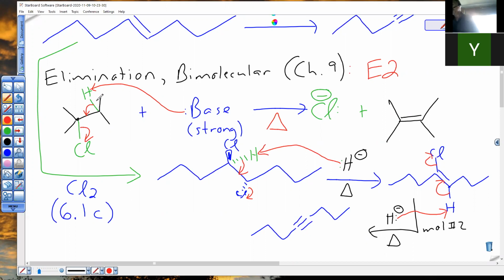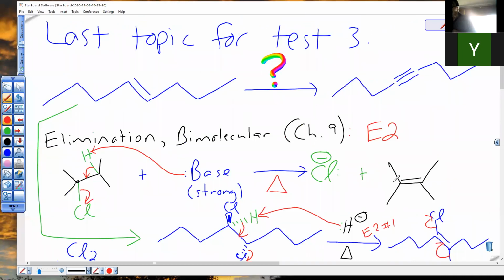You started with the double up here, halogenated both ends, did elimination E2 number 1 right here, and E2 number 2. And this is yet another way of making alkynes. It's useful. You will not be using this method on your retrosynthesis question. You've got to follow the protocol we did in the retrosynthesis question. This is just another way to do it. And that is the last topic for test 3.